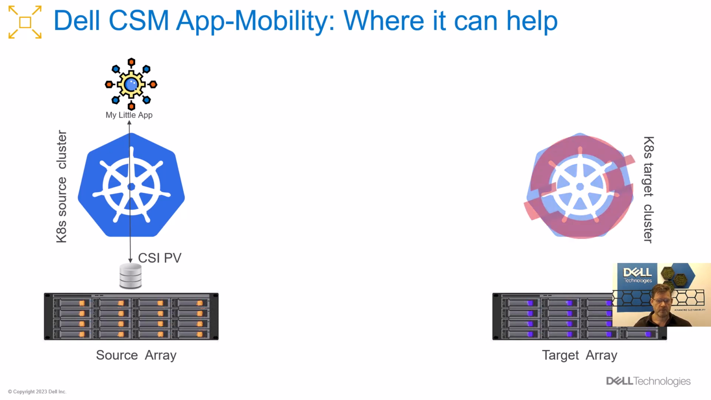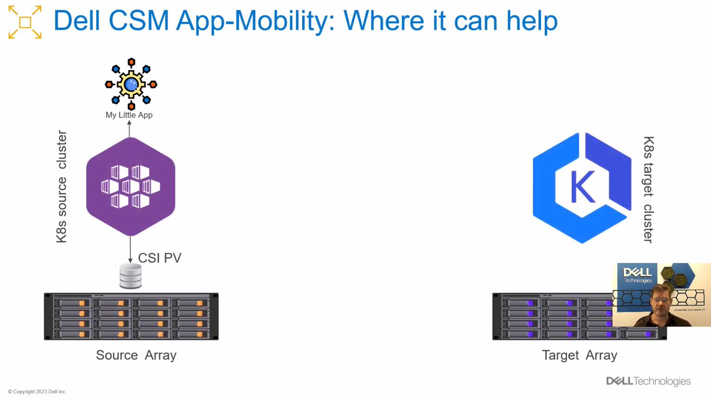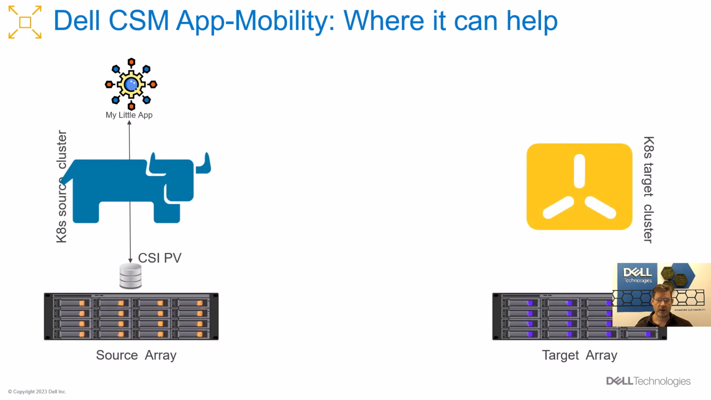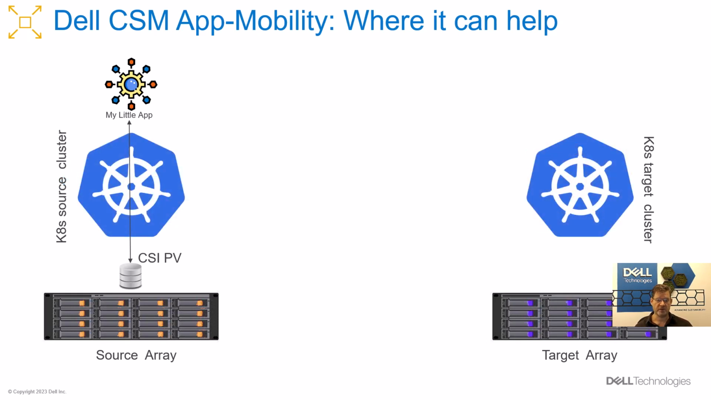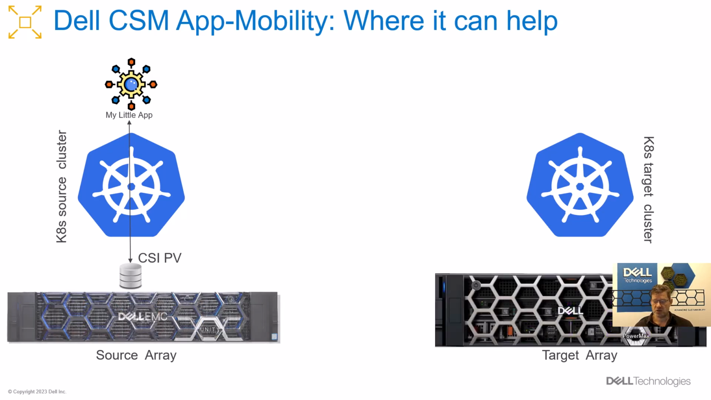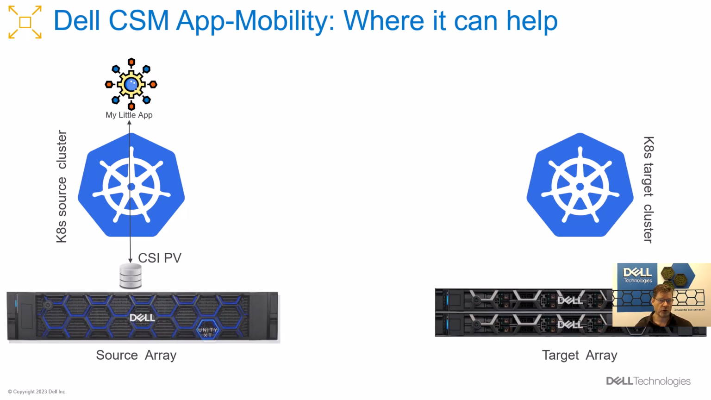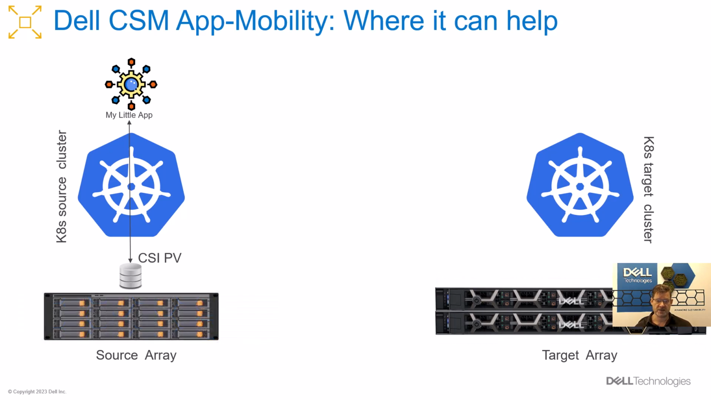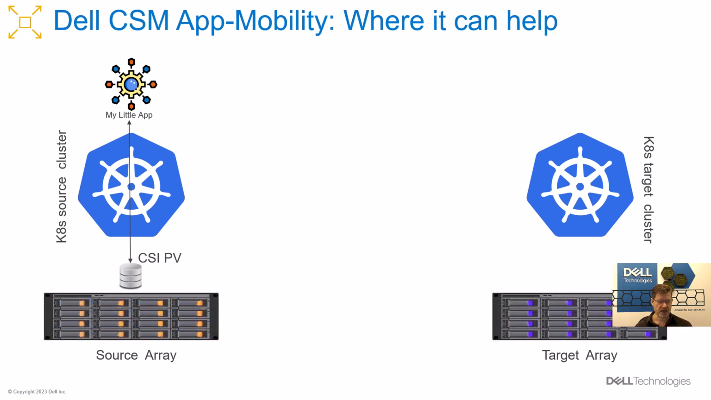Please bear in mind that the Kubernetes platforms can be any supported platform, including OpenShift, Rancher, Vanilla Kubernetes, you name it. The same holds true for the storage array technology, right? It can be Unity, it can be PowerMax, PowerStore, or even non-Dell arrays. So in this case, we will be moving my little application from the source Kubernetes cluster from the orange storage array to the blue one.